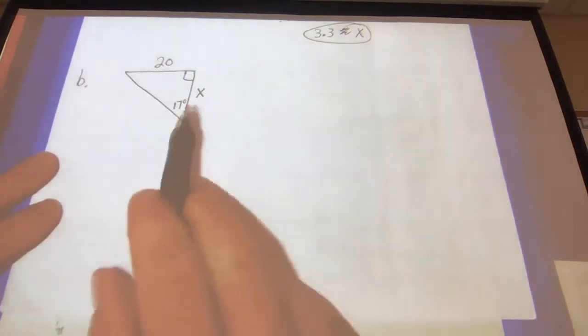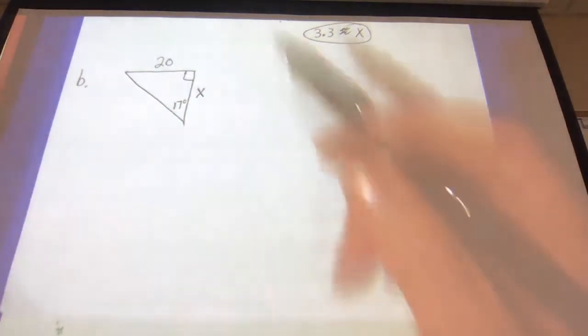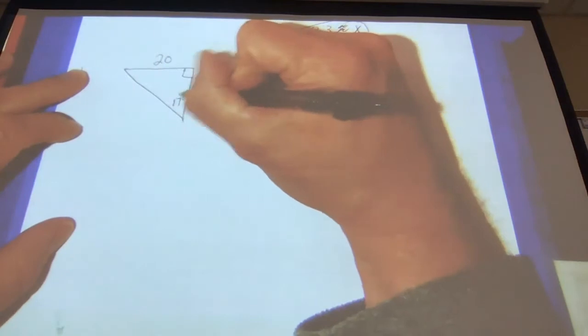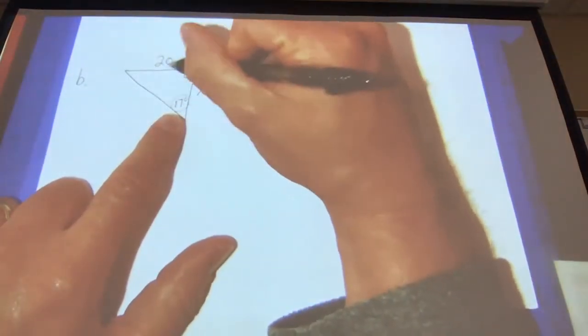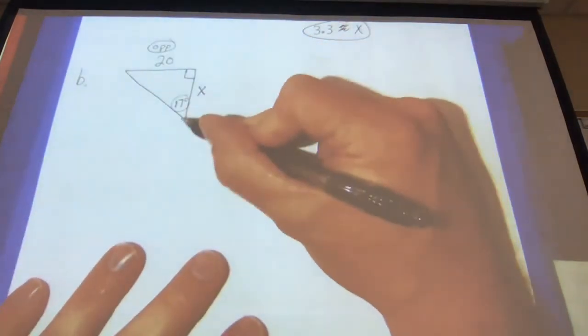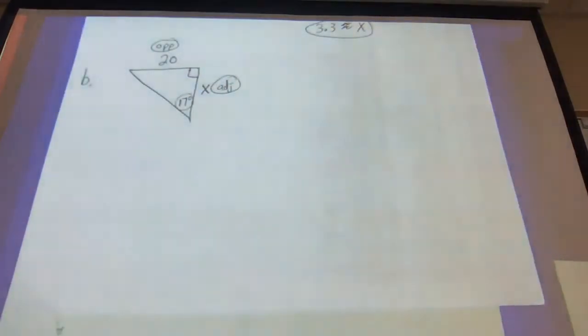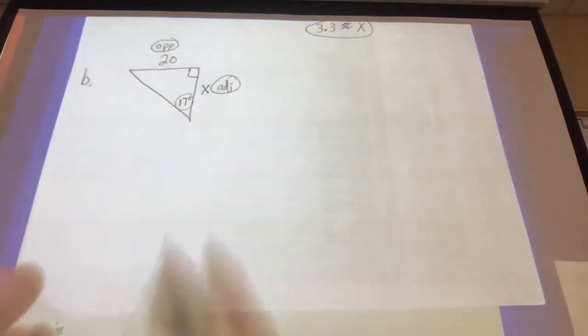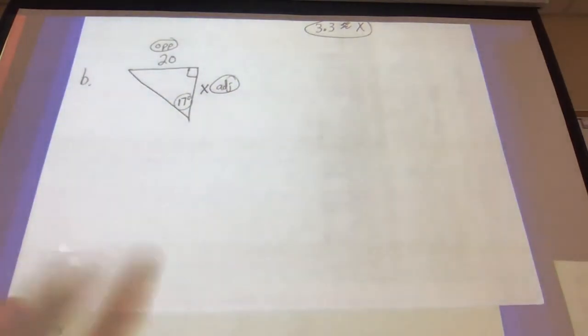So there's our setup. We have a 17-degree angle, we have an x and a 20. Once again, I'm going to identify what parts we have. If you go from your non-right angle, the 17-degree angle, this 20 is across from the 17. That's going to be the opposite side. And the x is right next to it. That's going to be the adjacent side. The side we're not using this time around is the hypotenuse, the one across from the right angle.